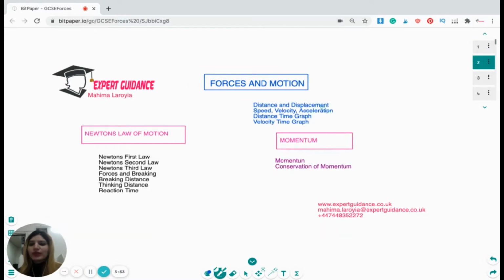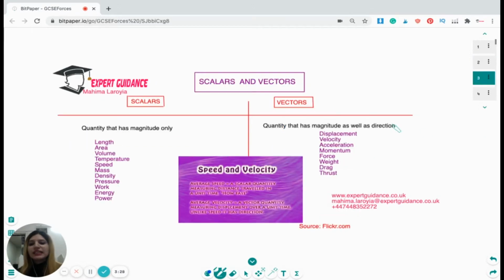And for motion, we'll be covering all the Newton's laws of motion, Newton's first law, second law, third law. We'll be covering forces in braking, the braking distance, the thinking distance, and the reaction time. We'll be covering the distance, displacement, speed, velocity, acceleration, the distance time graph, velocity time graph, momentum, and the conservation of momentum. So let's begin.